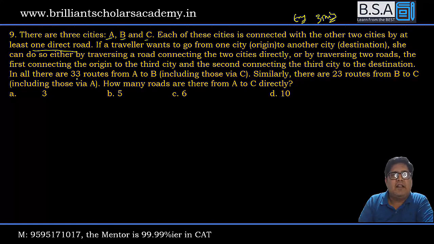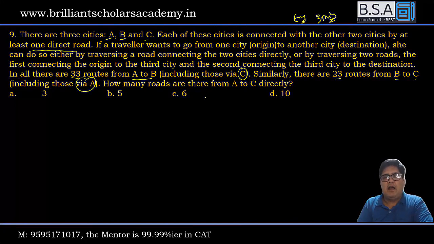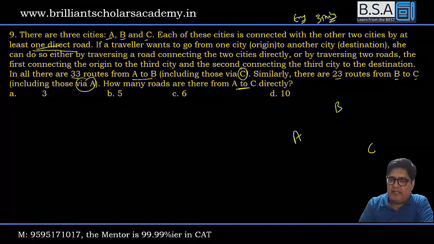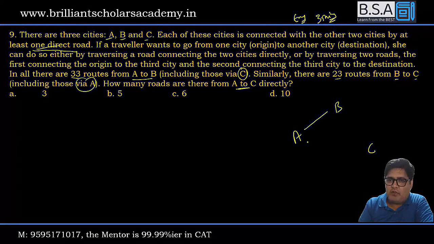In all, there are 33 routes from A to B, including via C. Similarly, 23 routes from B to C, including via A. How many roads are there from A to C directly? We are saying that these cities A, B, and C have at least one direct road connecting them. There is a minimum of one road connecting them. There could be more roads also.